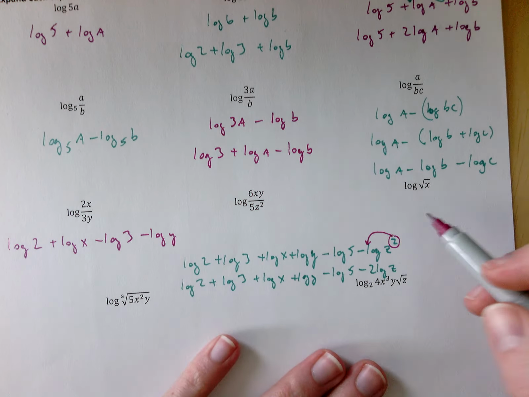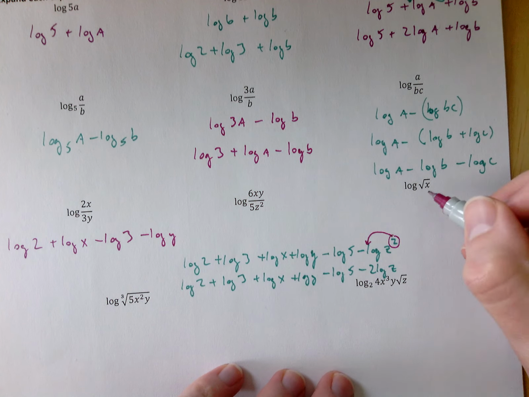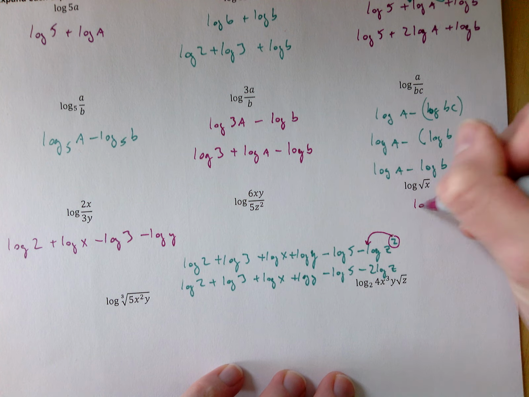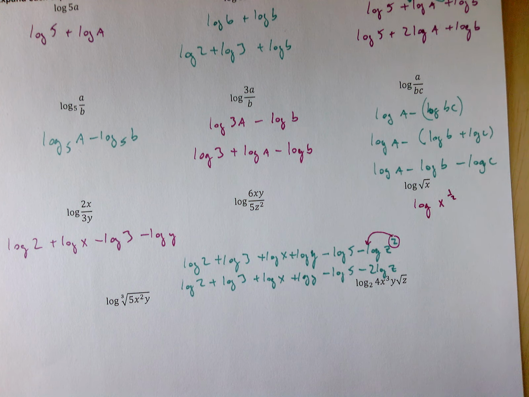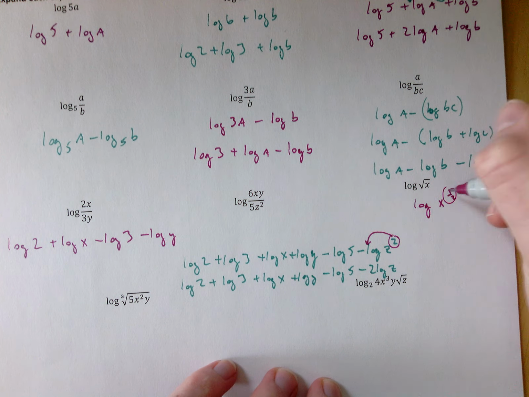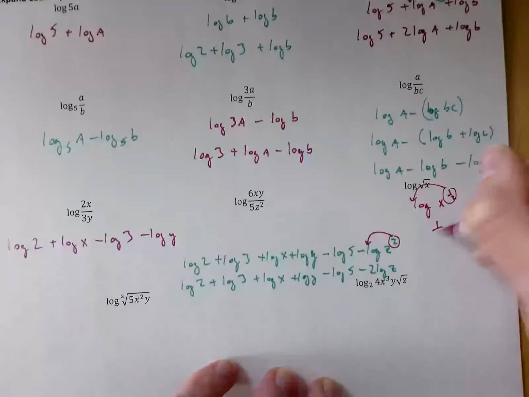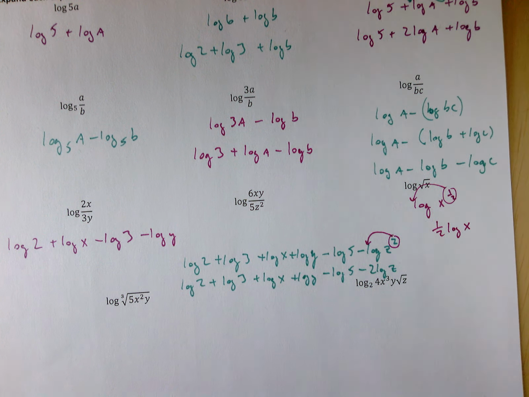Okay, this guy, he's going to be much shorter. So this one, when it's a square root, what you're going to want to do is recognize that this is the same as x to the 1/2 power, right? Square roots and power of 1/2, those are the same thing. And then I can take this guy and drop him down. So it's 1/2 times the log of x.